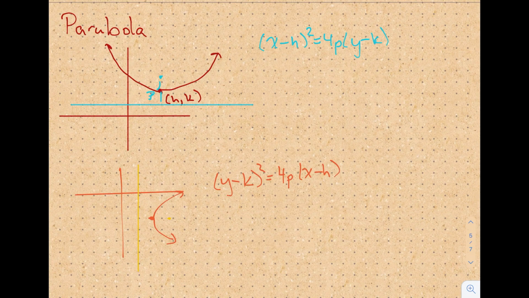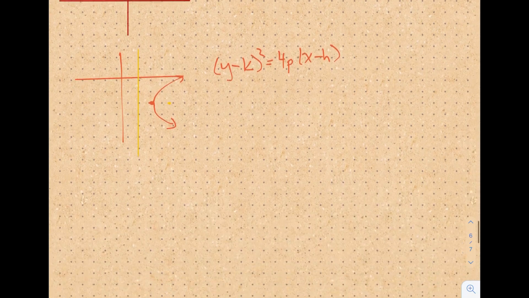So let's take a look at an example of one, try to write the equation and identify it, or look at the equation and try to sketch the graph. So here we've got (y minus 2) squared equals 6 (x plus 1). So a couple of things to note.